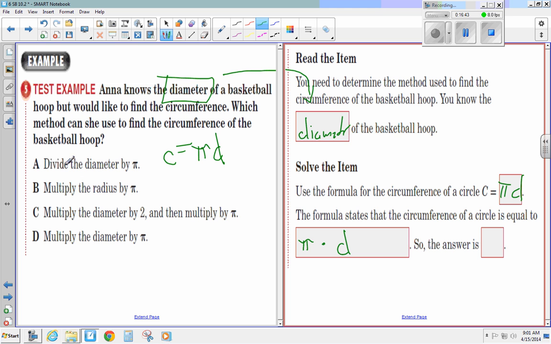So my answer should be pi times the diameter. Divide the diameter by pi, definitely not. Multiply radius, we aren't dealing with radius. Multiply the diameter by 2, then multiply by pi. Well, I don't see any multiplying by 2, so you're going to multiply by the diameter. The answer is D.